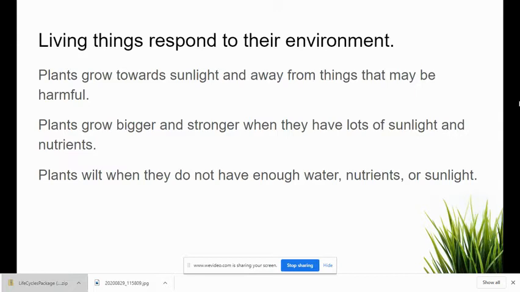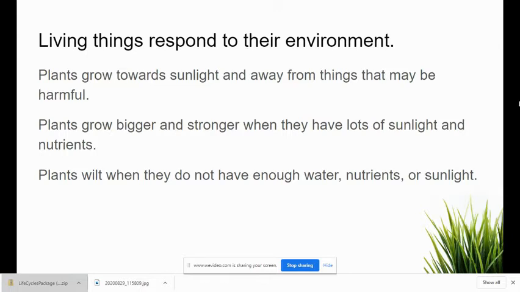Living things respond to their environment. That means that they change based on what's happening around them. If you remember the video from Living and Non-Living, they talked about when it's cold, we might shiver and snuggle our body parts close to ourselves to keep warm, and we would put on more clothes, right?